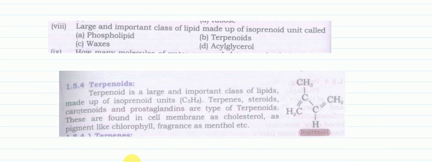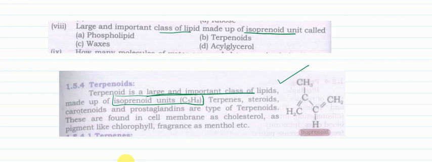Question number 8: the large and important class of lipid made up of isoprenoid units is called. There are different classes of lipids like phospholipids, waxes, acylglycerols, terpenoids. Among them, terpenoid is a large and important class of lipid, and it is made up of isoprenoid units. The molecular formula of the isoprenoid unit is C5H8. You can see here its structural formula. It is composed of 5 carbons and 8 hydrogens.